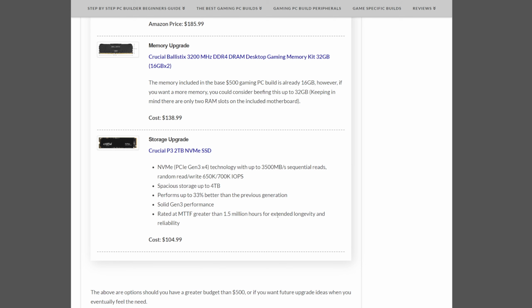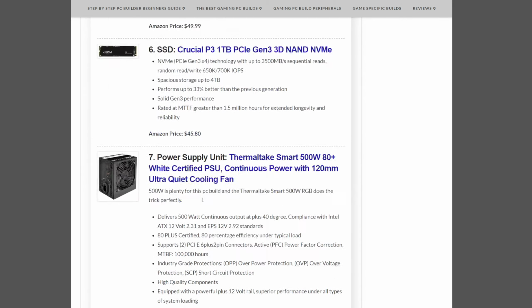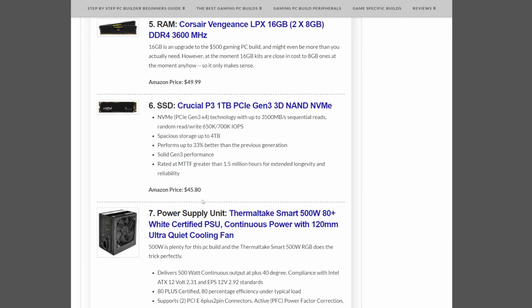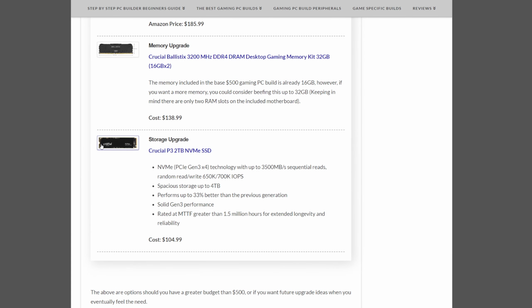For storage, we have a Crucial P3 2TB NVMe SSD as an upgrade alternative, as the one included is the 1TB version of the stick. That would set you back $104.99, which is just over double the price of the 1TB stick. So you can alternatively do that, or buy another drive in the future.